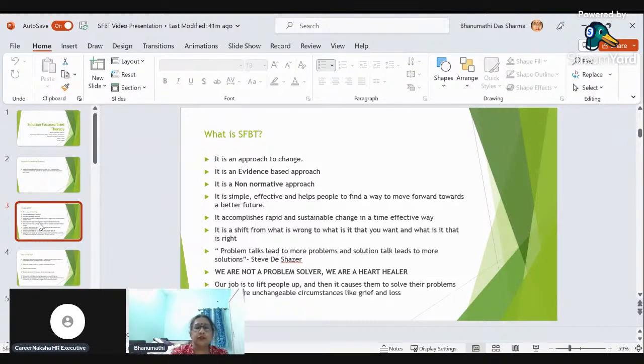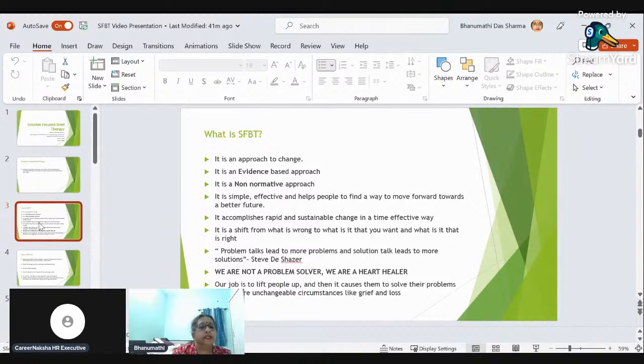Actually, when solution-focused brief therapy started, there were a lot of people who used to criticize, saying that it's a band-aid approach. It is only applicable for small problems. It doesn't work for major psychiatric disorders or mental issues like depression, schizophrenia, bipolar, OCD. But then intense research was done, and it is an evidence-based approach. It works for all types of problems.